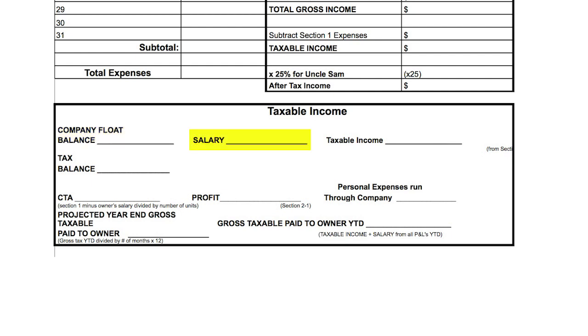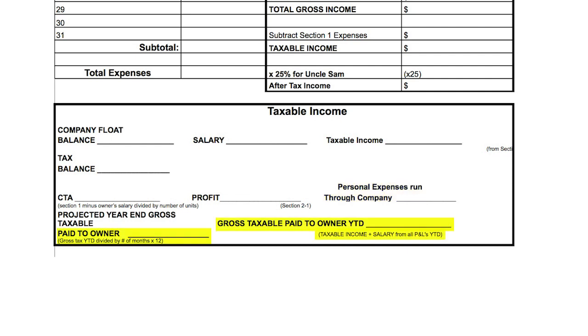Salary, if you pay yourself a salary, this is where you show us how much you paid yourself. You're also going to bring down your taxable income from Section 4. You're going to tell us your tax balance. So that account where you're keeping that 25% each month or however much you keep for your taxes, that's where you tell us how much is in that account that you have saved for your taxes. Profit, same thing. You take Section 2 minus Section 1, gives you your profit. Personal expenses run through the company. That's where you just tell us the total personal expenses you are writing off through your company this month.